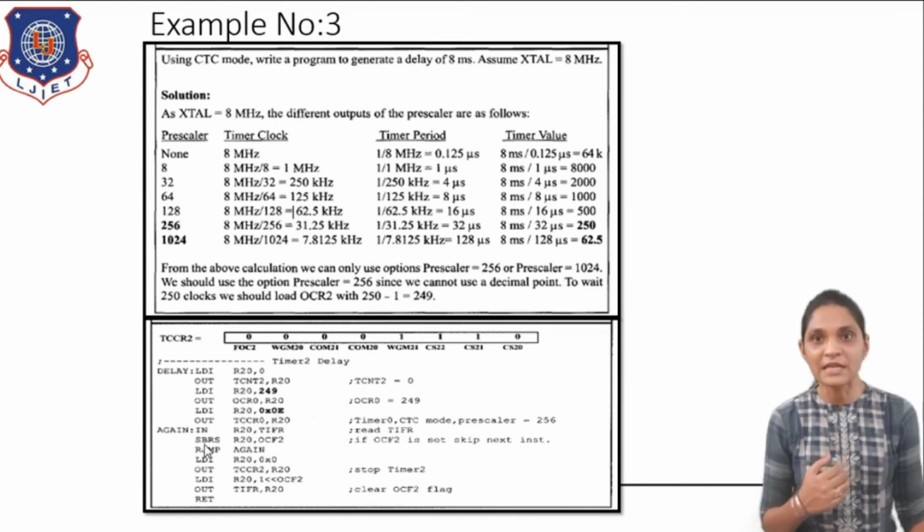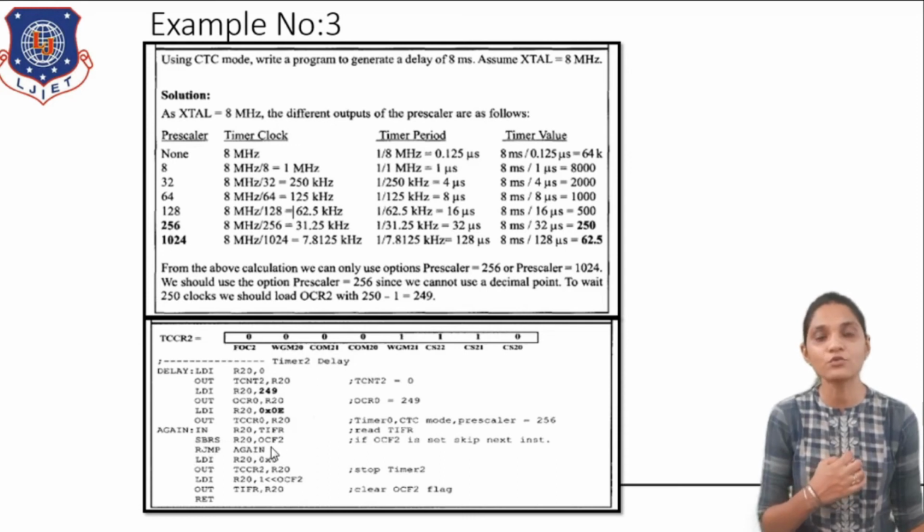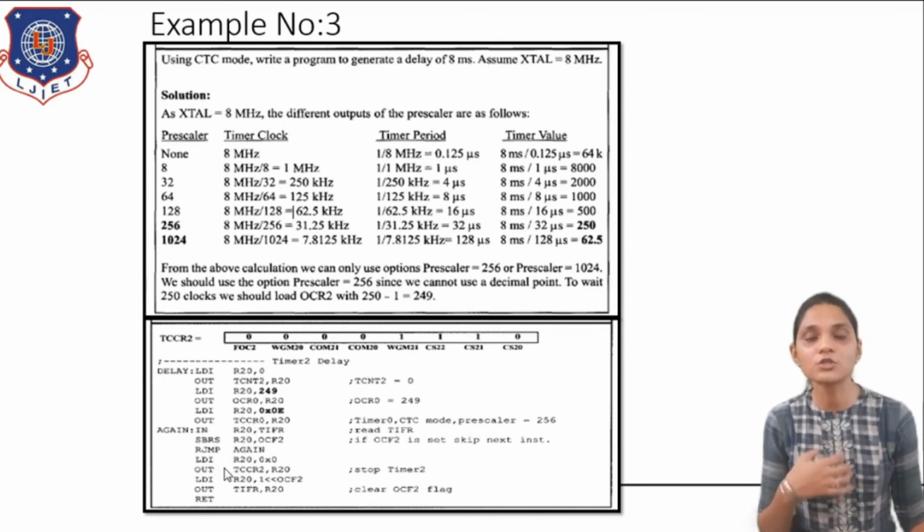Then we have to use the IN instruction, in which we will read the TIFR flag. First we will store it inside register R20, and then we will check OCF2, that is the output compare flag for Timer 2, whether it is set or not. Until it is set, we will go to the again label, and this loop is going to continue. Until this flag becomes 1, it will keep going to again, and this loop will continue. After it becomes 1, it will go out of the loop, and it will stop the timer.